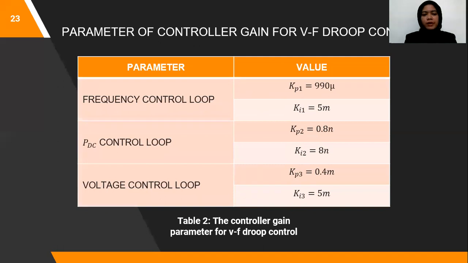Table 2 shows the parameters of controller gain for the VF droop control, which has the frequency control loop, PDC control loop, and voltage control loop.